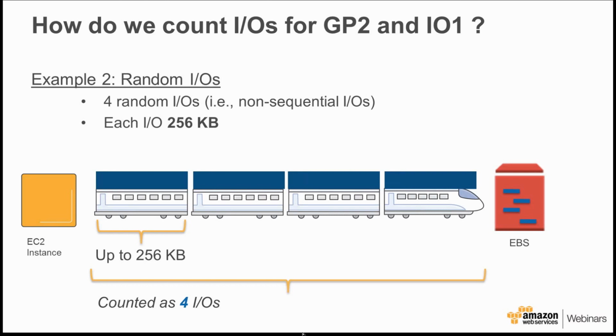In this next example, what if we're sending 4 random I/Os that are larger in size? Say we're sending 4 random I/Os and they're 256 kilobytes in size. Again, the maximum size that we count for a single I/O is 256 kilobytes, and they each fit into an individual car going to your EBS volume. Again, we count those as 4 I/Os.